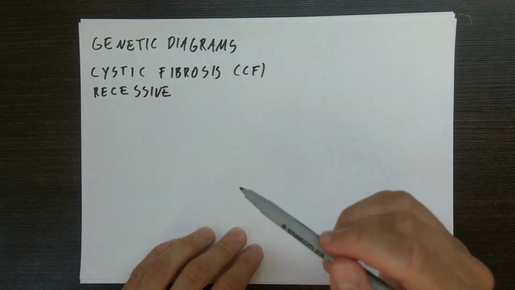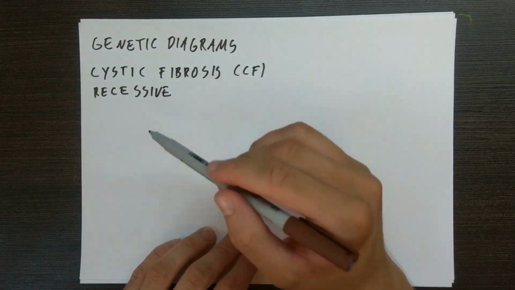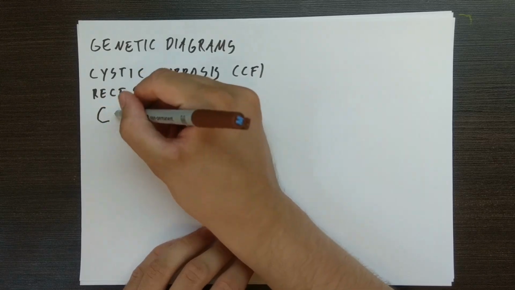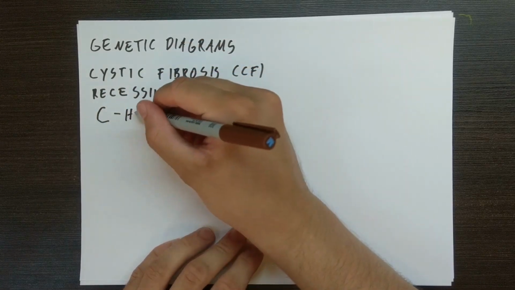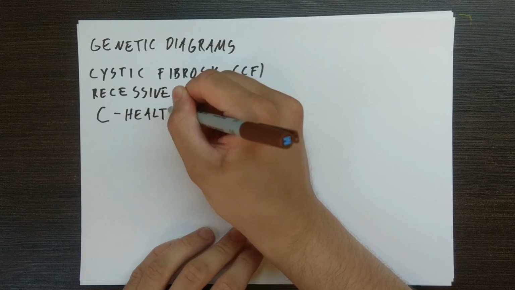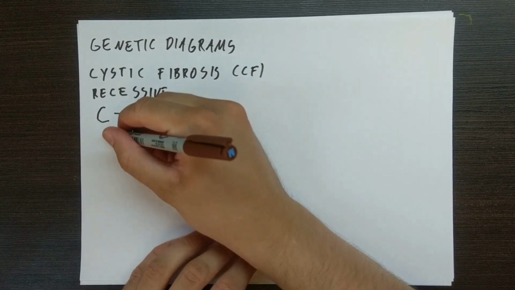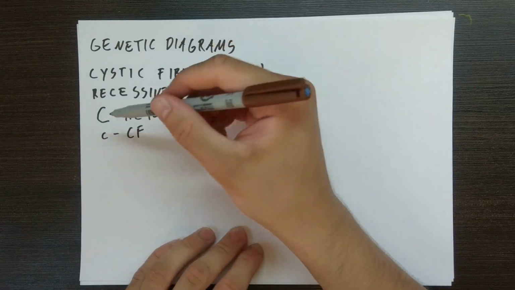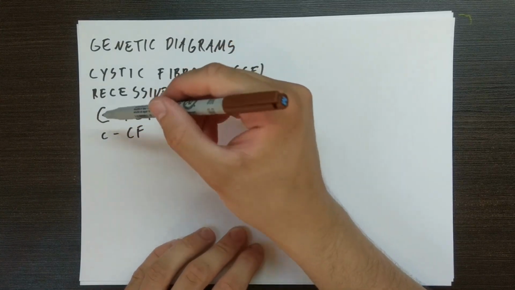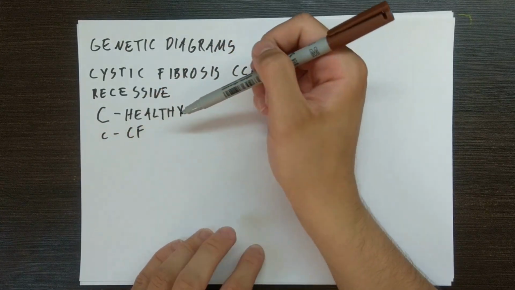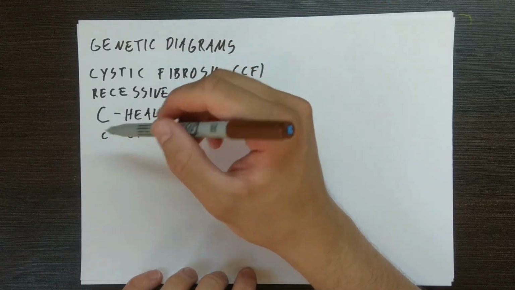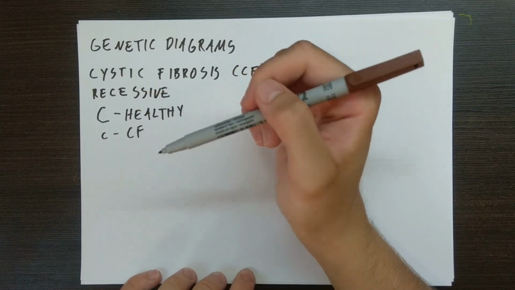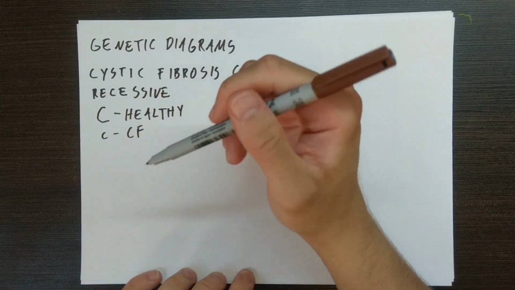So now let's plan out the alleles that we are going to be using. So capital C is going to be healthy. And lowercase c will be cystic fibrosis. So as we can see, the big C, the dominant allele, is the healthy allele, and then the small c, the recessive allele, is carrying cystic fibrosis. Now, let's dress it up in a little scenario.